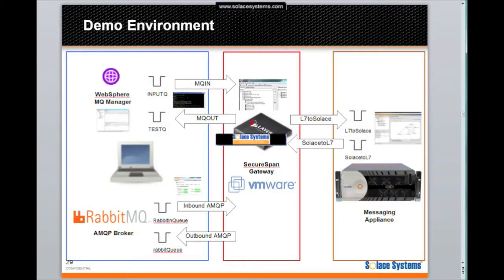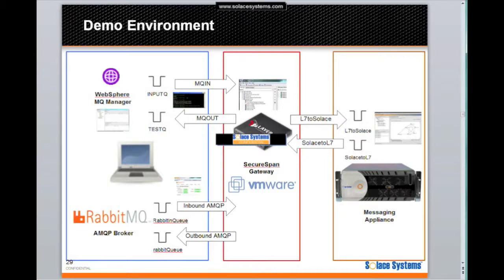Okay, so I'm just going to record a little demo here of a multi-protocol message bus. This is laying out the exact components of the demo. In this case, we have IBM WebSphere MQ installed, as well as RabbitMQ, an AMQP broker, and the Solace messaging appliance, in this case acting with the JMS API.